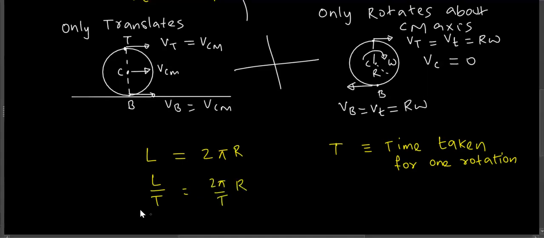So the left hand side, I can say this is velocity of center of mass. Right hand side, this 2 pi by t is like covering 2 pi radians in time period t. So that is omega r. You understand? So it's the same thing.